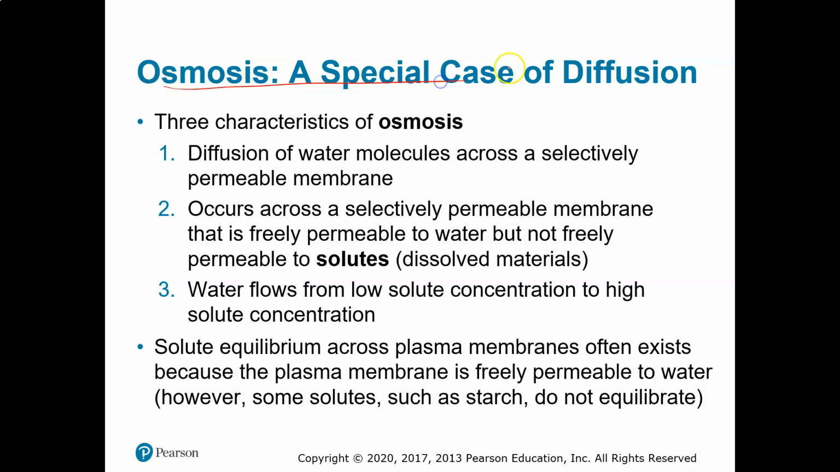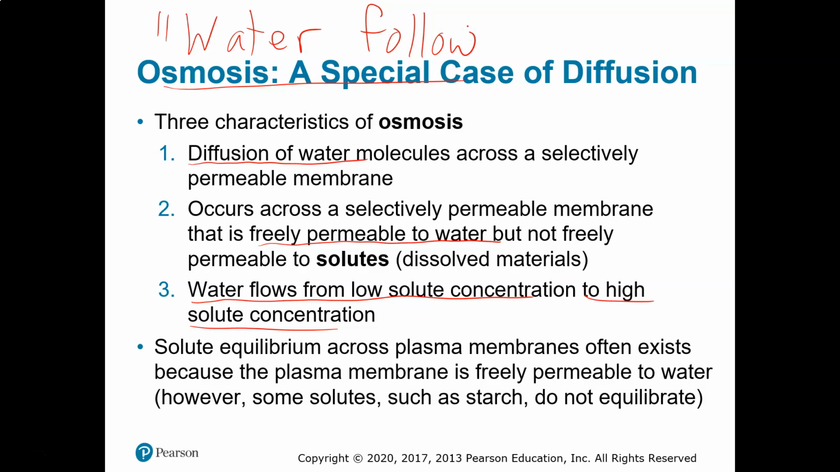Osmosis is a special type of diffusion. It is the diffusion of water. It occurs across a selectively permeable membrane, which our plasma membrane is. It's freely permeable to water, but not to some solutes. So water will flow from the low solute concentration to the high solute concentration. When we talk about the urinary system, I always tell students water follows salt. Water moves where you have the highest salt concentration. But for now, you can say that water follows solute. Water will move to where the solute concentration is highest.